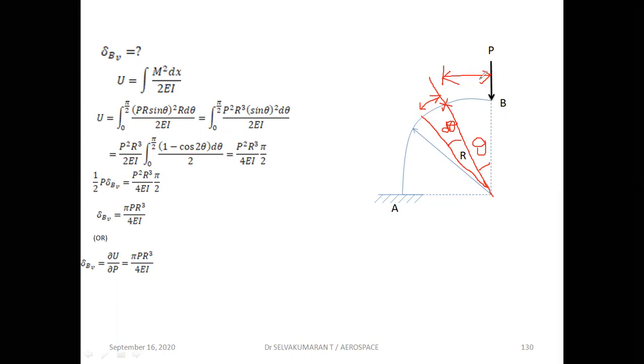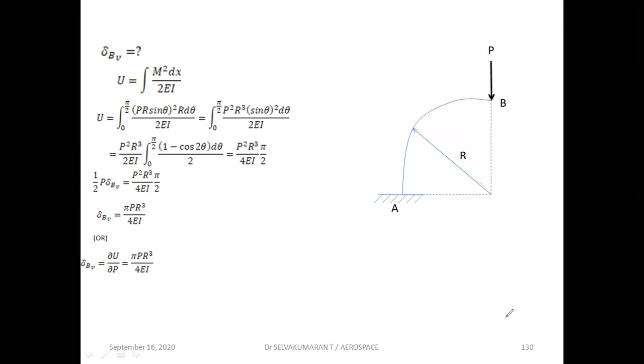So this is R sine theta. P into R sine theta is the moment, squared, into R d theta divided by 2EI, and limit is 0 to pi by 2, and sine square theta can be written as (1 minus cos 2 theta) divided by 2. Once you integrate and apply the limits, you get this expression, and you can equate this to the external work P into delta BV, and by cancelling that, delta BV, the vertical deflection at B, is nothing but pi PR cubed divided by 4 EI. Or else with the help of Castigliano's ∂U/∂P, if you differentiate partially this equation, you will get this deflection.